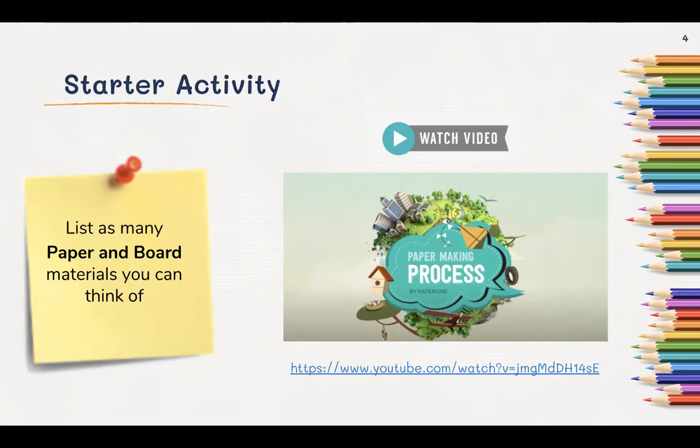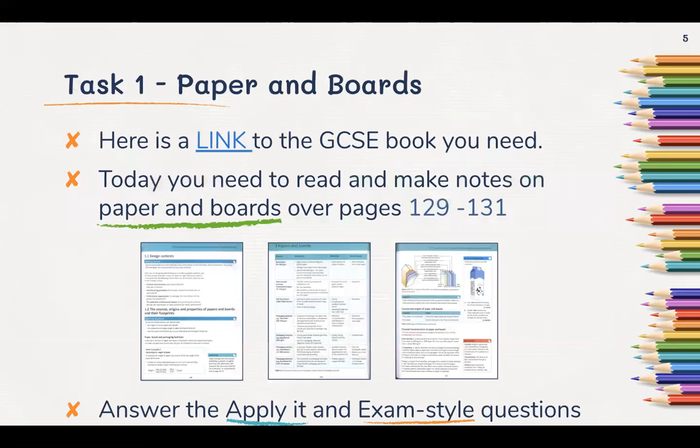Once you've done that, I would like you to go on to the next stage, where we're going to get started on the main task. Again, we're looking at paper and boards. You will need your GCSE book for this. Again, I've provided the link for that. Turn to pages 129 to 131. I'm just giving you examples at the bottom. With these 3 pages, you're going to read through them, so have a quick read through.